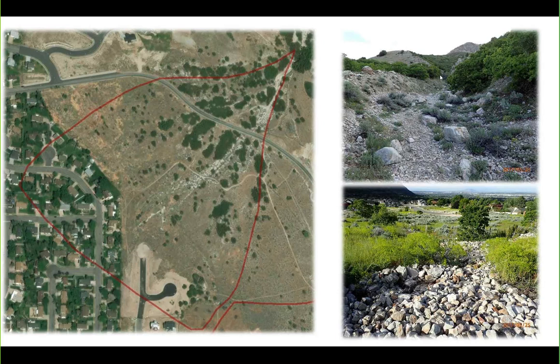So a huge range of sizes. You could see large boulders. You can also see cobbles and then coarse gravels. But this is the bed of the channel. So this is what gets transported during flood events.